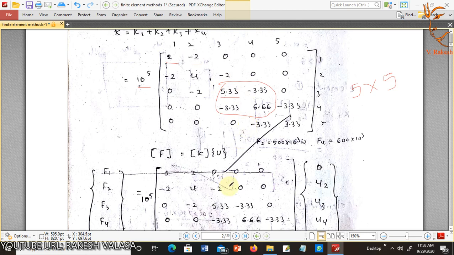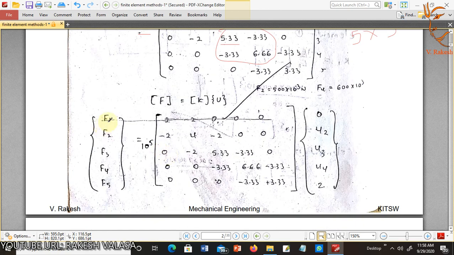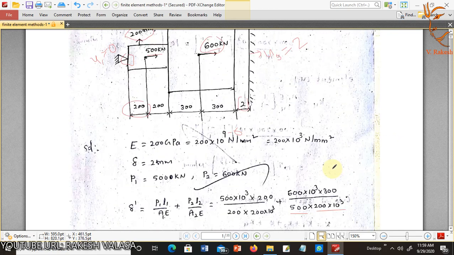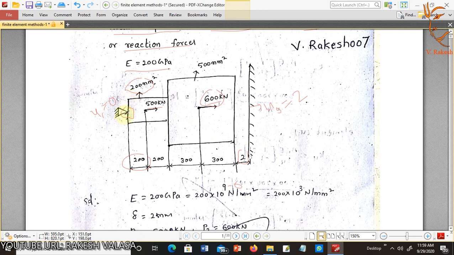Next, you can write the finite element equation, that is F equal to K into U. F means load vectors F1, F2, F3, F4, F5. This is the stiffness matrix, 10 power 5 into this matrix. This is the displacement vector U1, U2, U3, U4, U5. We know the values: U1 is 0, that means fixed point. You can take U1 equals 0, U5 is 2.